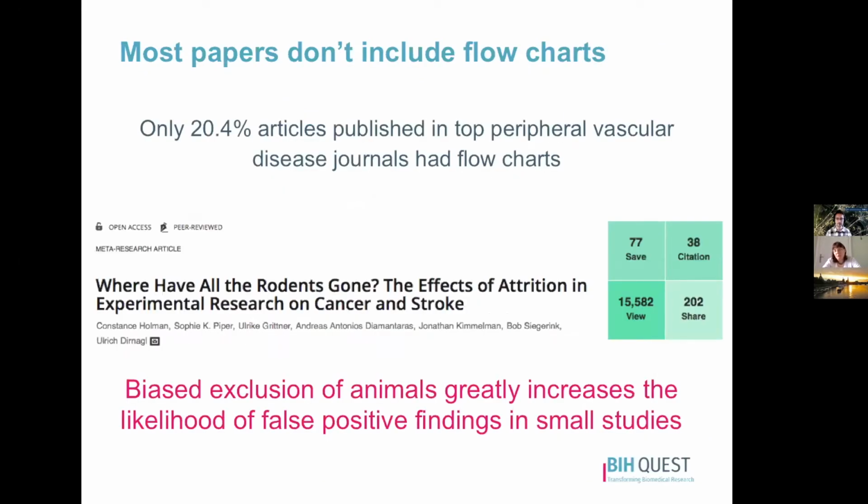It's important to note that most papers don't include flowcharts, so only about 20% of articles that were published in top peripheral vascular disease journals had flowcharts. And again, one of the reasons that this is so important is that we know, especially in small sample size studies, which are very common, that the biased exclusion of observations greatly increases the likelihood of false positive findings in small studies. And so we want to know if our study is at risk for bias and for false positive findings. That's really important information for readers to have. And a flowchart is one of the ways that we get that information, or that we get reassurance that there aren't any biases here and the study in fact looks good.